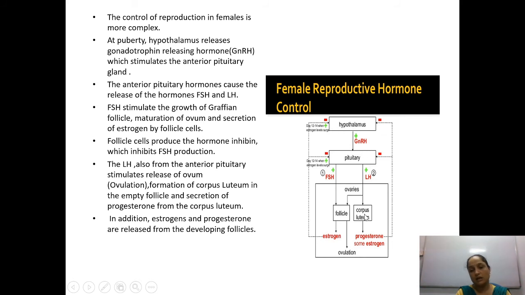Ovum को release कराता है कहाँ से? Ovary से. ठीक है? And whatever the empty part after the release of the ovum, that Graafian follicle is going to transform into corpus luteum. This corpus luteum, which is yellowish in mass and structure, is going to produce the hormone progesterone, which is a very important female hormone. In addition, estrogen and progesterone are released from the developing follicles. Here the follicles are going to release the hormone, that is the estrogen. These two are known as female hormones.